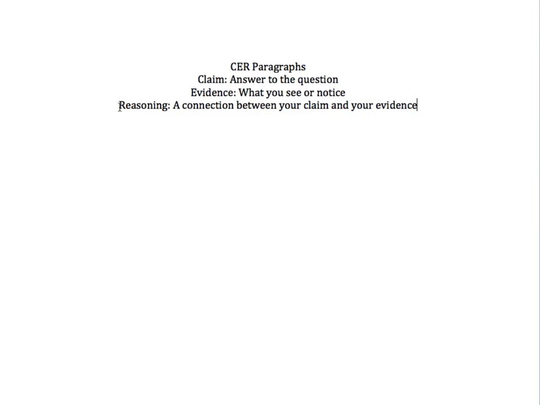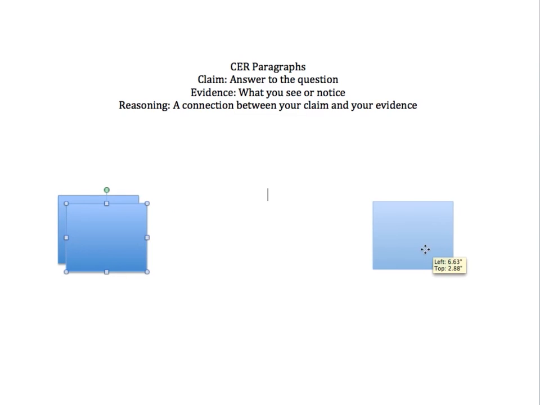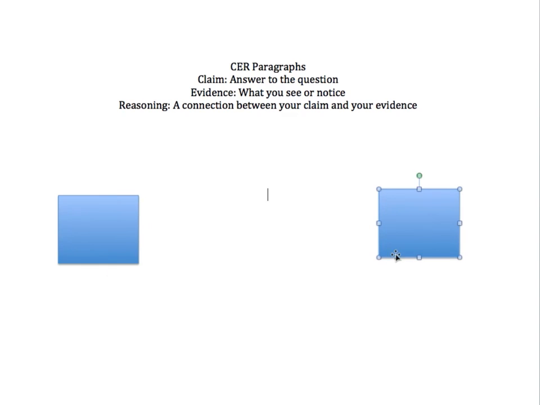Okay, so I'm going to leave that definition up here and highlight it to help us remember that reasoning is really a connection between your claim and your evidence. So I wanted to show you this in a more visual way. So I want you to think of your claim and your evidence as two points, okay? So over here on the left side of the screen, this is going to be point A. And over on the right side of the screen, we're going to have point B, okay?